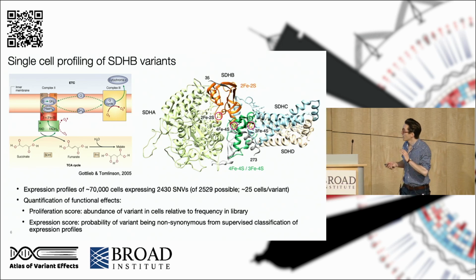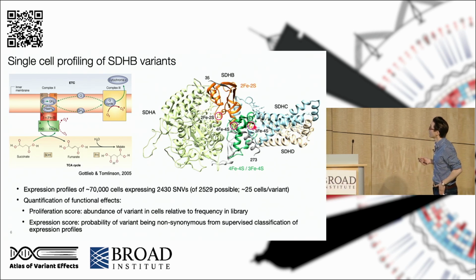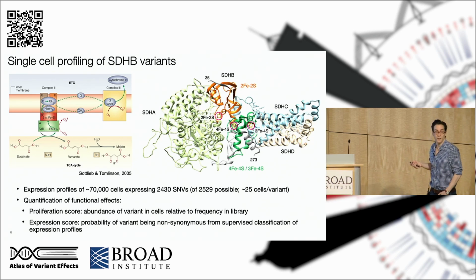And so very briefly, in terms of SDHB function, the only thing that you really need to know for the talk today is that SDHB is part of a complex with 3 other subunits, like here in the middle. And crucially, it holds these 3 iron-sulfur clusters that are responsible for electron transport throughout the complex.